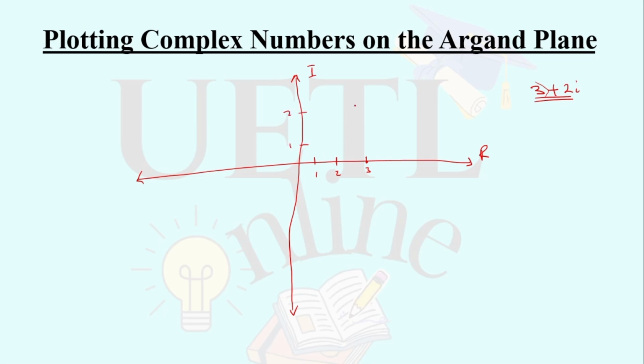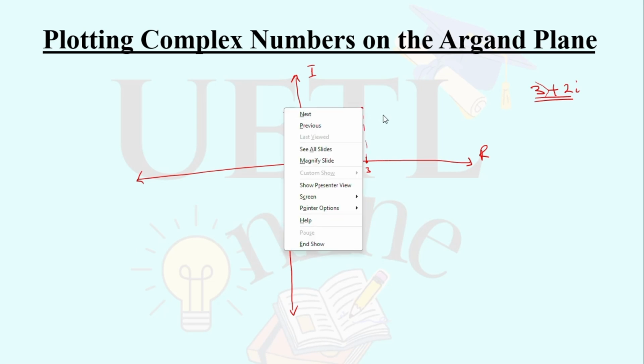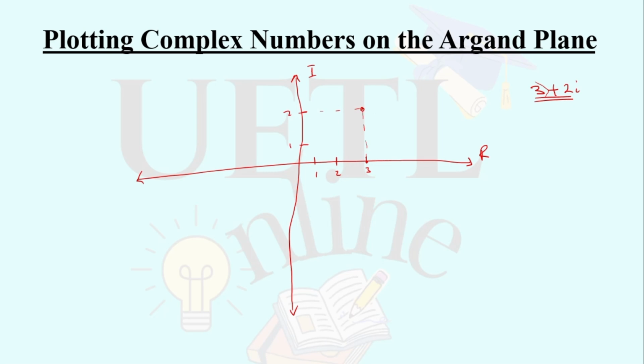Okay, so you know that it is somewhere here. What we're going to do is plot a point here. This is the point where it's 3 plus 2i. This becomes our Argand diagram of this complex number. You can choose to draw a line from the origin to this point.